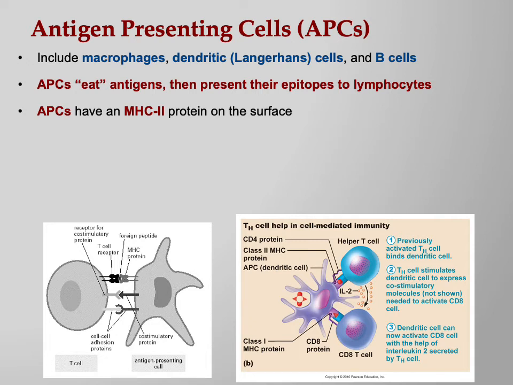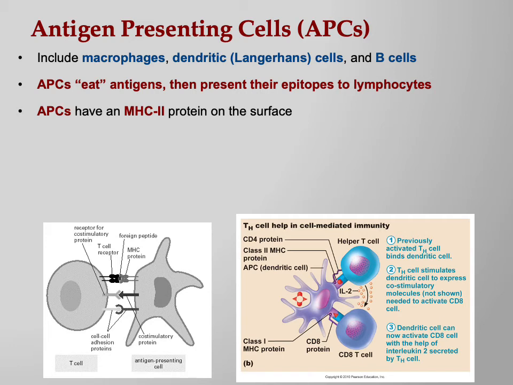So look in the lower right-hand diagram. You've got an APC, and then there's a helper T cell and a CD8 T cell. The CD8 T cell we're going to call the cytotoxic T cell. It's the killer, okay? Just to preview, this is going to be coming up later, but I'll preview it right now.